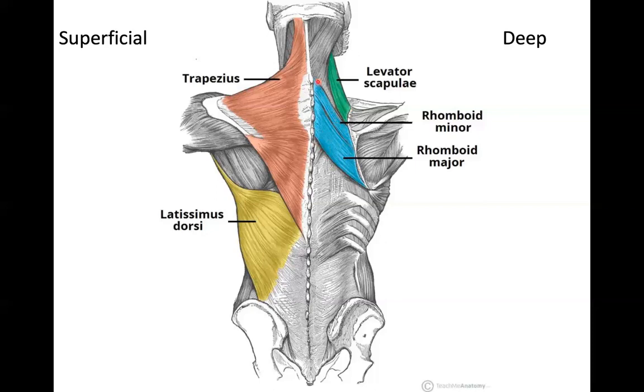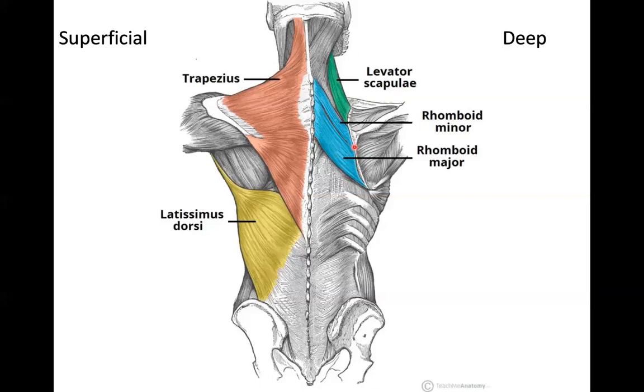Rhomboid minor has its origin on the spinous processes of C7 and T1, the last cervical and first thoracic vertebrae, and its insertion on the superior medial border of the scapula. And rhomboid major has its origin a little bit inferior on the spinous processes of T1 to T3, the thoracic vertebrae, and its insertion on the inferior medial border of the scapula.